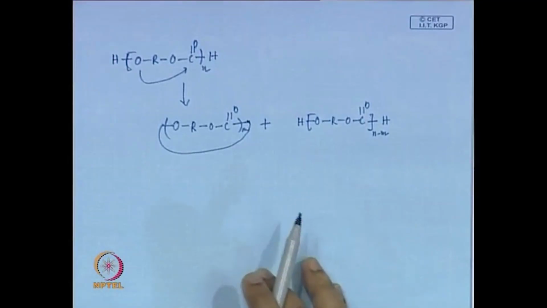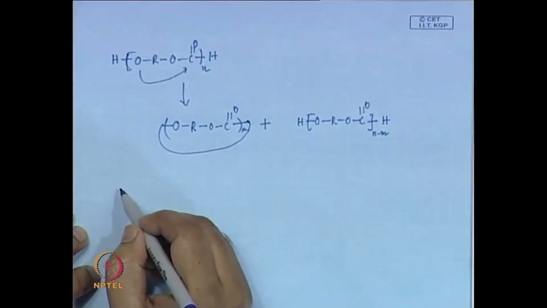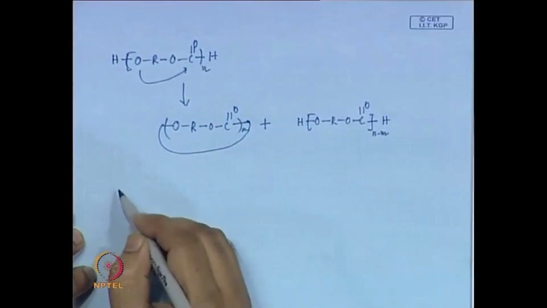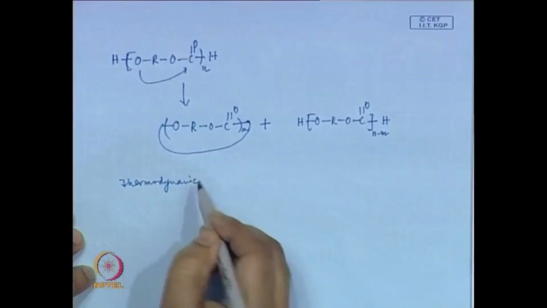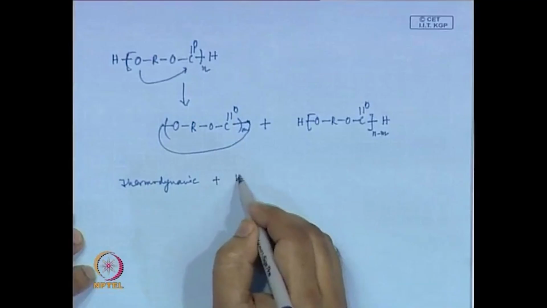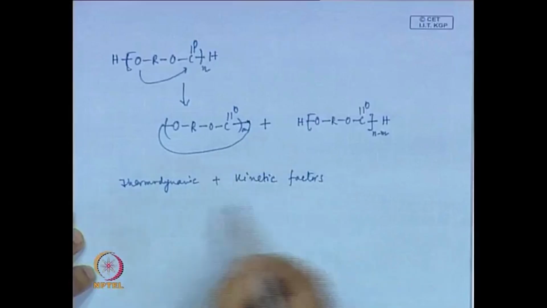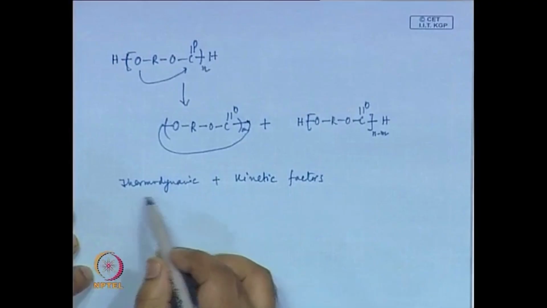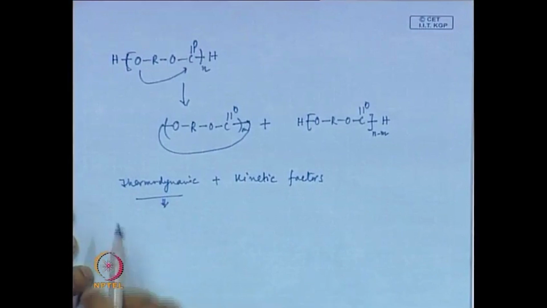Now, as I said, the extent of cyclization in comparison to linear polymerization depends upon both the thermodynamic factor as well as the kinetic factor. So, it depends upon both. Now, we started discussing the thermodynamic factor. The thermodynamic factor is nothing but the stability of the forming cyclic rings.